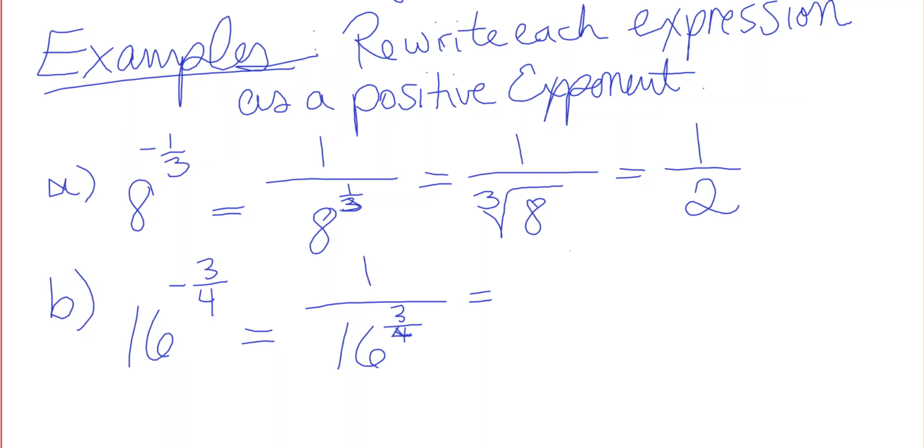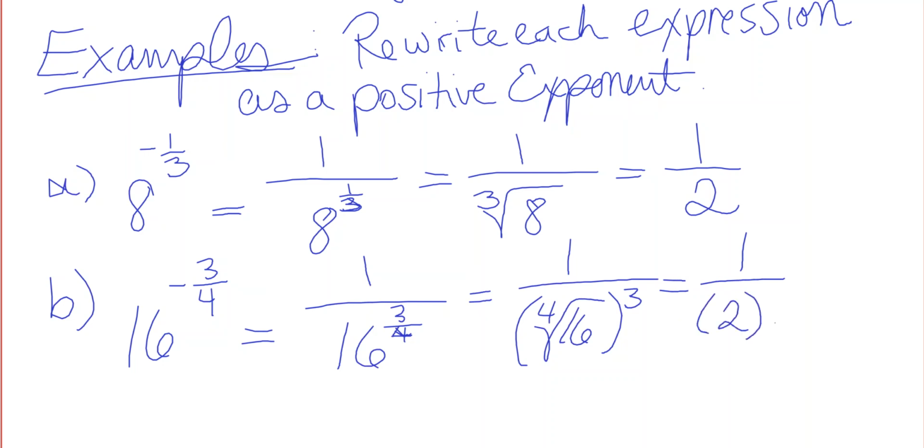So I'm going to rewrite this using radical notation. I'm going to do the 4th root of 16 and then cube it. So then we're going to handle the 4th root since it's inside the parentheses. The 4th root of 16 is 2. And then when we cube it, we will get 8.